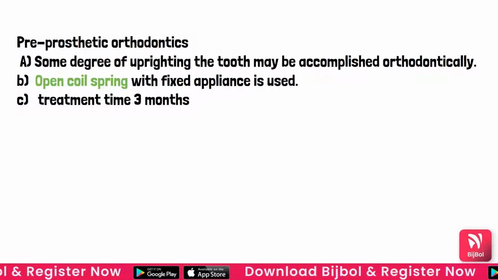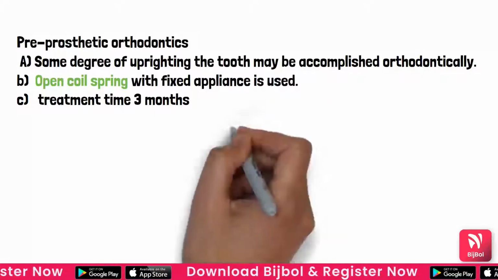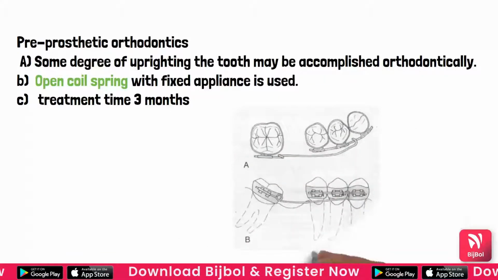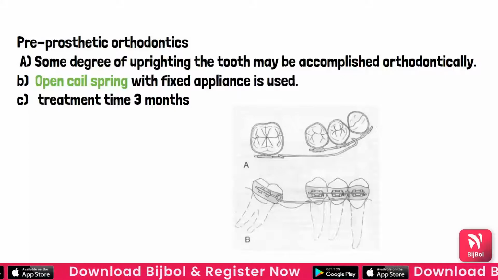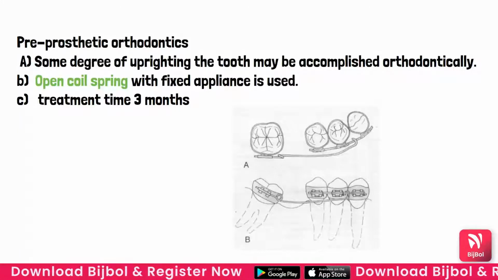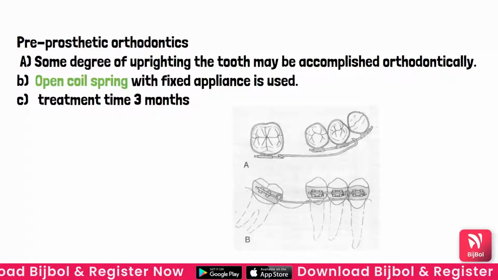The open coil spring with fixed appliance is used, and the treatment time is a maximum of 3 months. Here you can see we're only trying to correct or straighten the molar teeth, so we don't want to band all the other teeth.